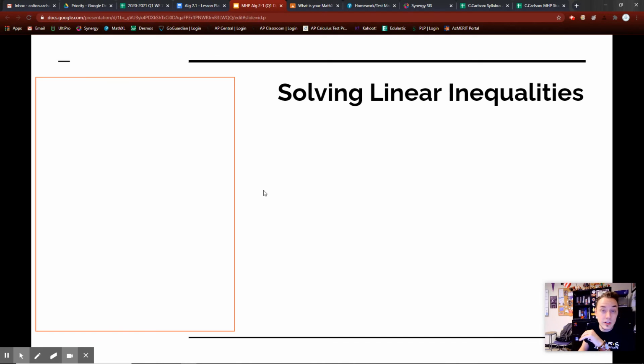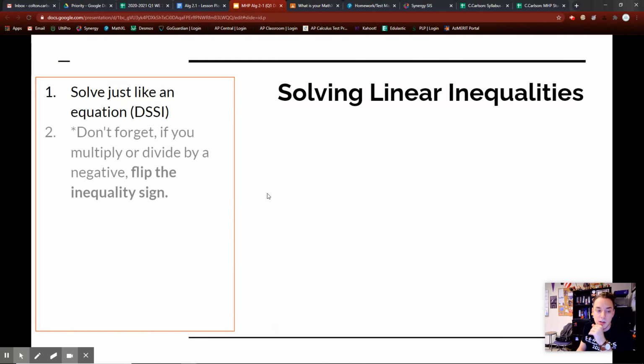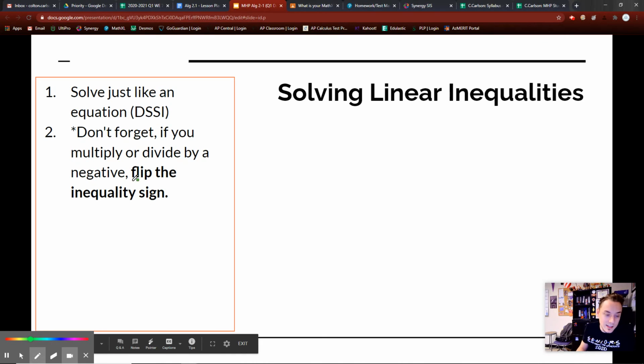In addition to that, there are many different ways you can represent your solution. Okay? You can represent your solution in a completely different way if you want to. Three ways, actually. I'm going to teach you those 3 ways. All right, so solve just like equations. Don't forget, if you multiply or divide by a negative, you flip the inequality sign. That is the most important part.